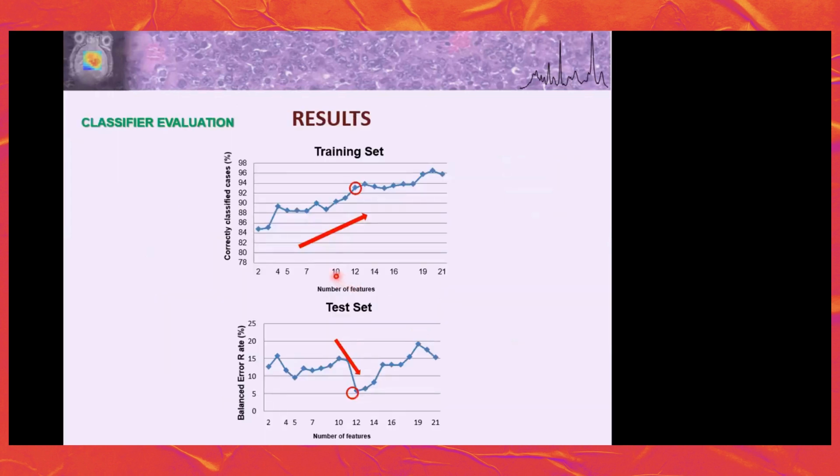Of course, the goodness of the classifier was tested in the training set. We could approach 95%, but then you could overtrain, and this was evaluated with the independent test set, showing that it was safe to stop at 12 features.